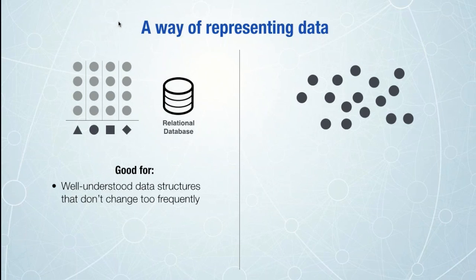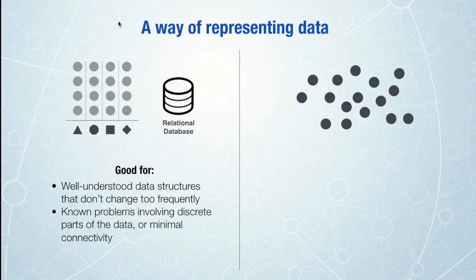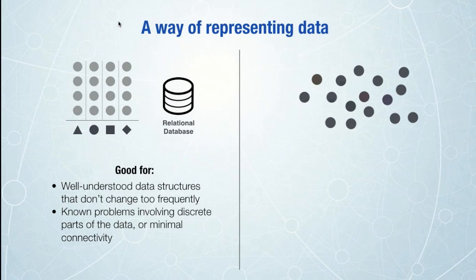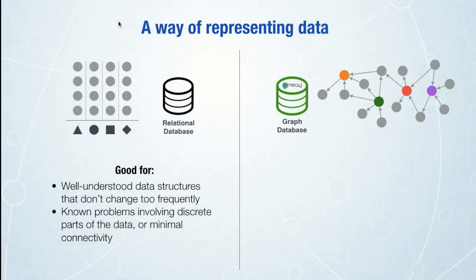It's particularly good where data structures don't change very often. It's particularly good where the data points are what you're interested in, much more than you're interested in the relationships between the data points. So as it says here, minimal connectivity between data points. So the way of representing data that we're going to talk about today, the graph database, is just a different structure, just a different way of organizing your data, which is good for some things.